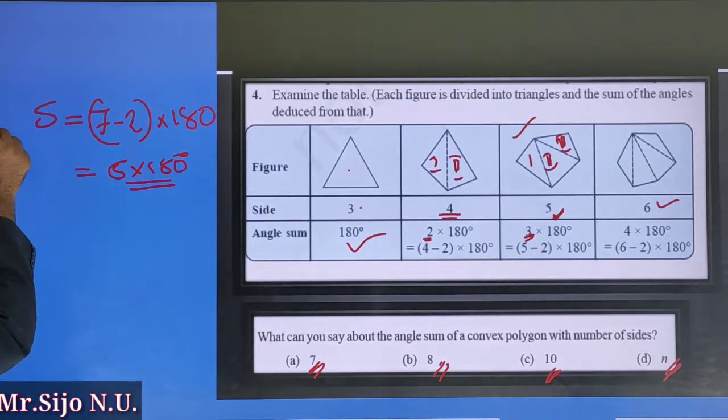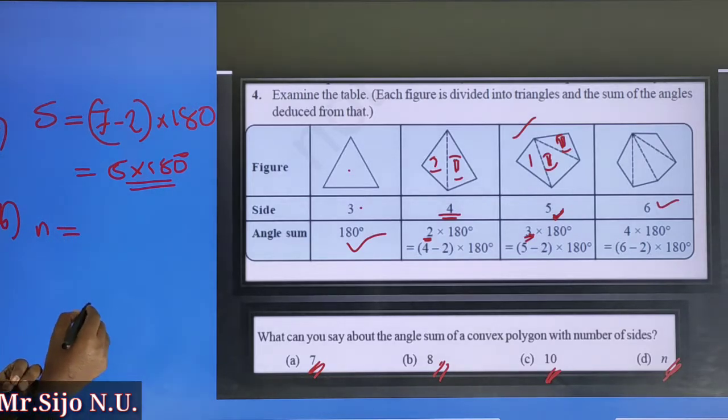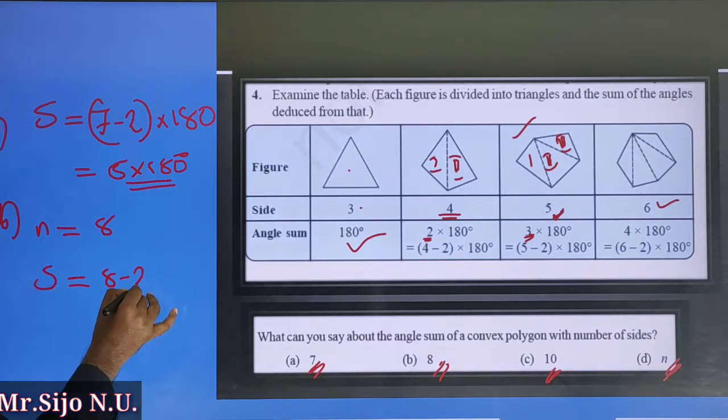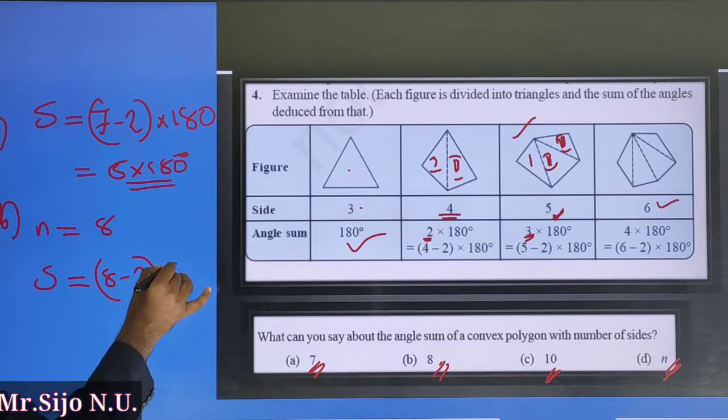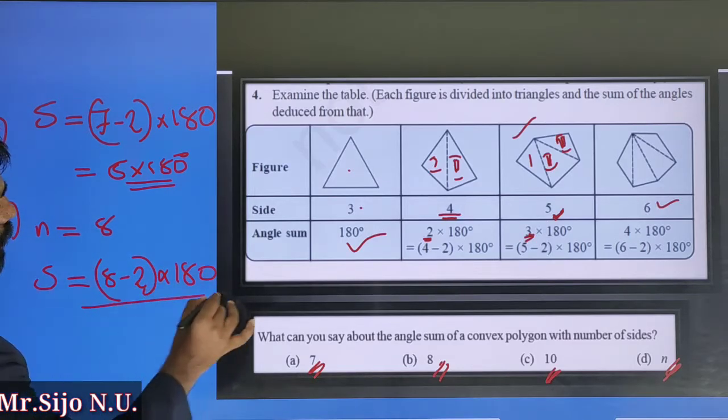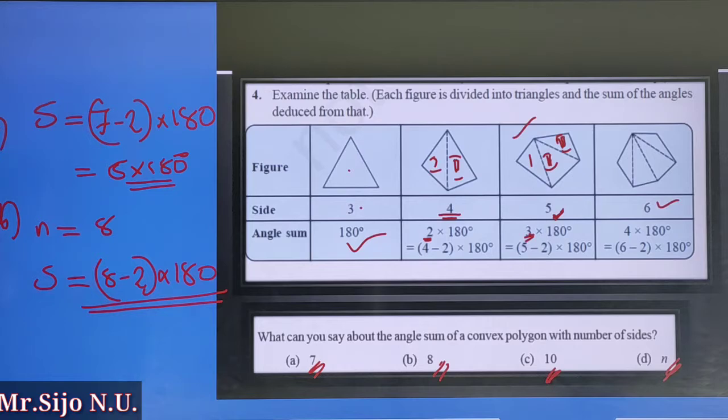So we can say n equals the number of sides, which is 8. So what about in the case of the sum of angles? Yes, it should be (8 minus 2) into 180. Well, the answer should be 6 into 180.